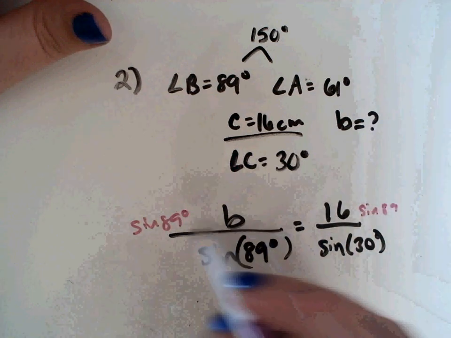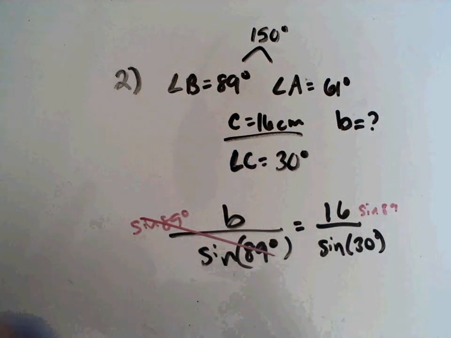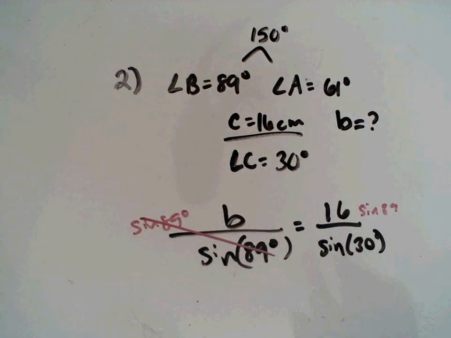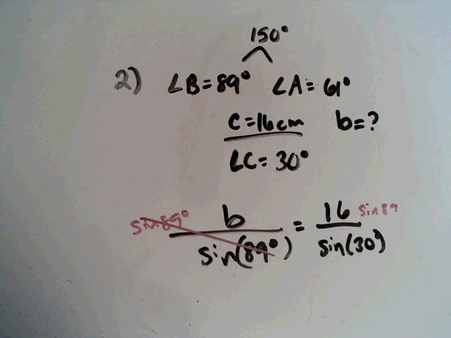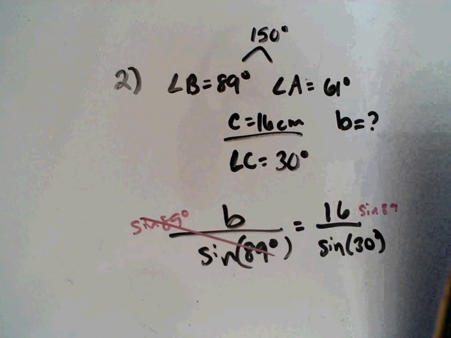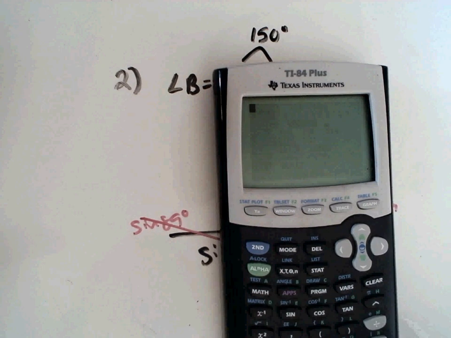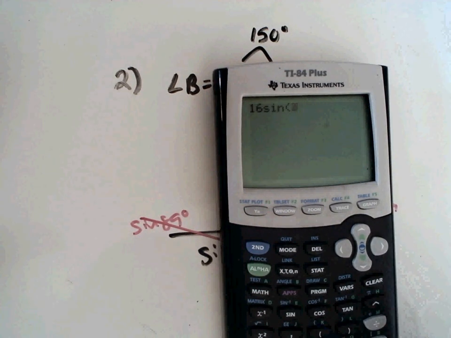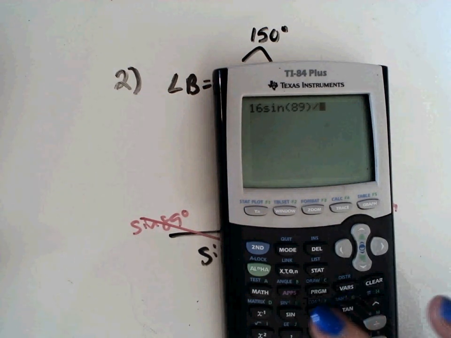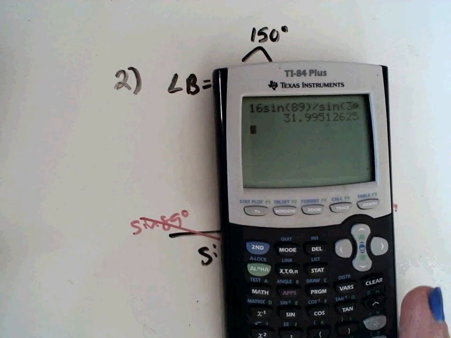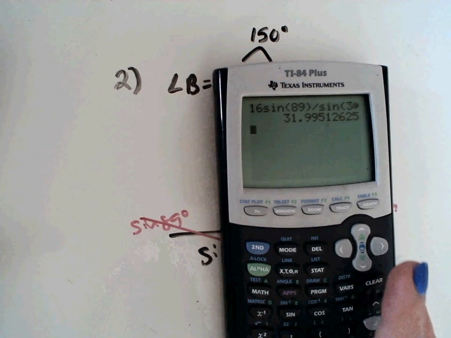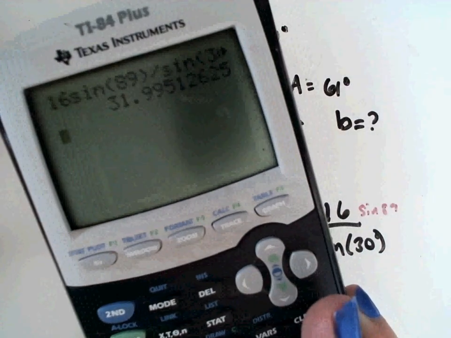And then we just type it in, and we get our answer. Make sure you're in degree mode, and you switch for calculus. So 16 sine of 89 divided by sine of 30. And that gives me 31.995.